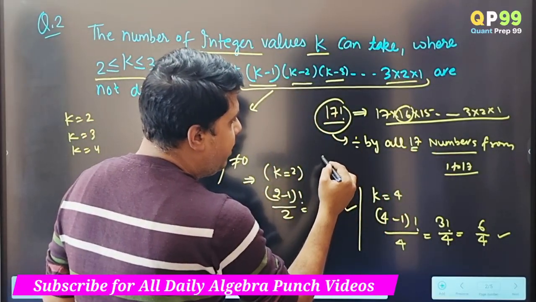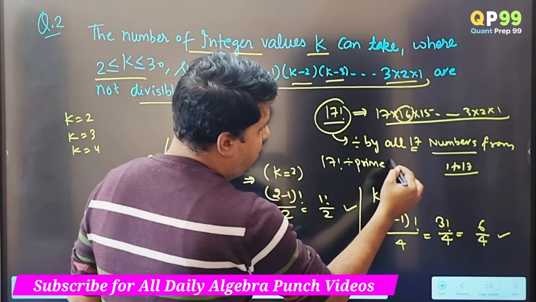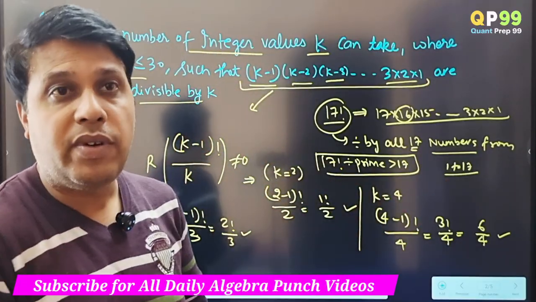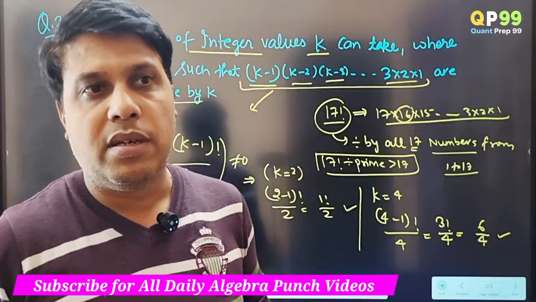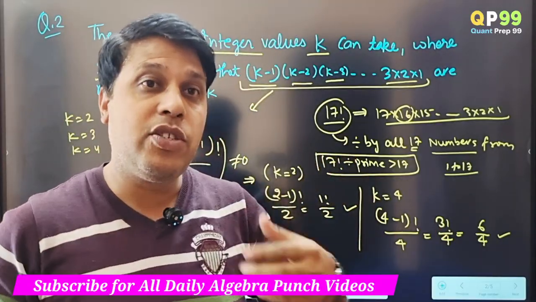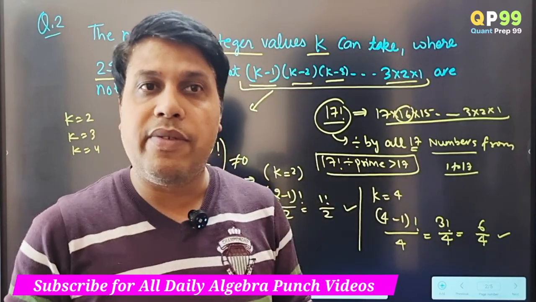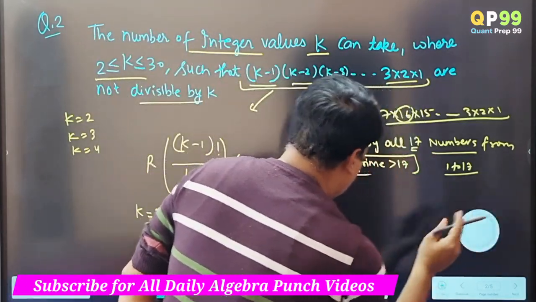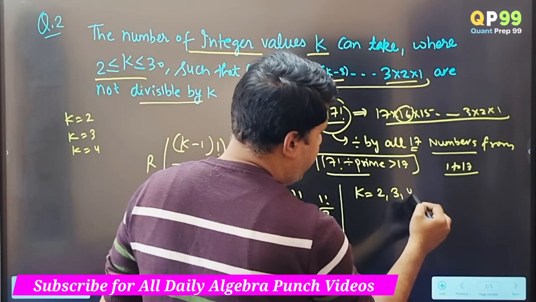The point is that when I divide any factorial by a prime number greater than 17, 17 factorial is definitely not divisible by it, a number greater than 17 which is of prime form, right? So I can conclude here that k equals 2 is also okay, 3, 4, right?